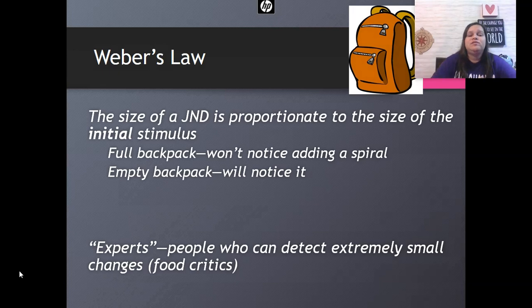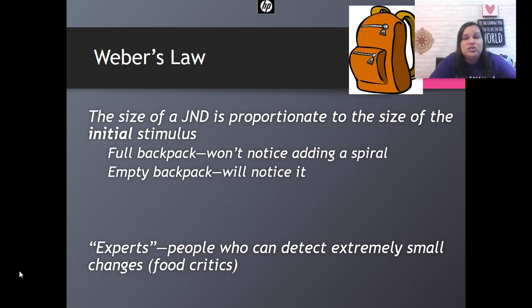So a couple examples of this, because this works with any type of sensation. So here with touch sensations and weight. If you have a full backpack, which is what most of you are carrying around a lot of the time, you're not going to notice when you add one more thing to it, like a spiral, or if you put your cell phone in your backpack, because it's just one more small stimulus added to a really heavy stimulus. If you added a giant biology textbook, then you would notice that.